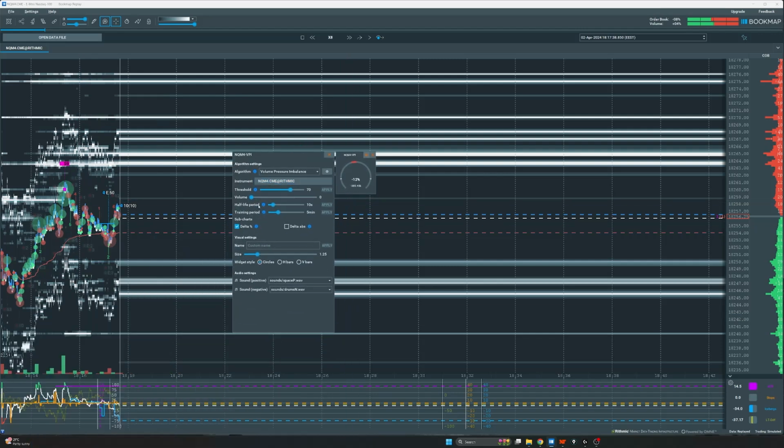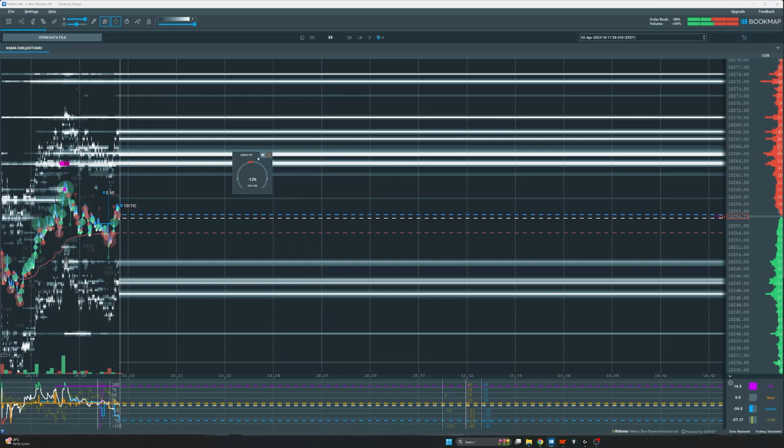So as I said, volume should be at 100. I don't know why it's at 0. Anyway, 70, 100, 10 seconds, 5 minutes. So half-life periods, 10 seconds, training periods, 5 minutes. Delta only. The size is 125. Circles, different sounds for up and down. That's it. I'm really interested only in the sounds.